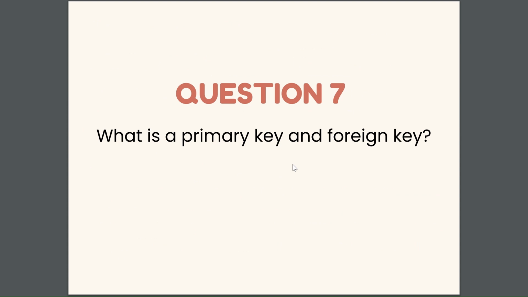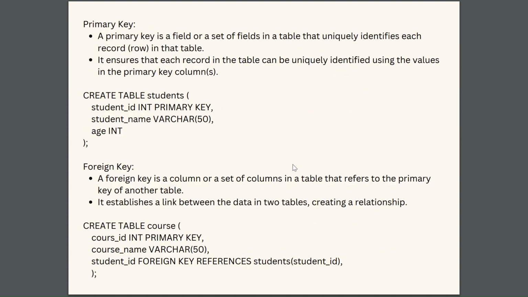Now the seventh question is, what is a primary key and foreign key? So primary key is a field or a set of fields in a table that uniquely identifies each record or row in that table, and it ensures that each record in the table can be uniquely identified using the value in the primary key column. And this is an example of creating a primary key column. So we are creating a table called students, and student id we are considering as the primary key. And coming to foreign key, it is a column or a set of columns in a table that refers to the primary key of another table.